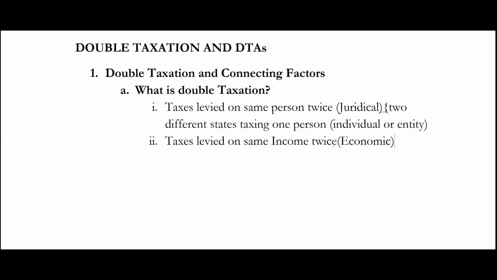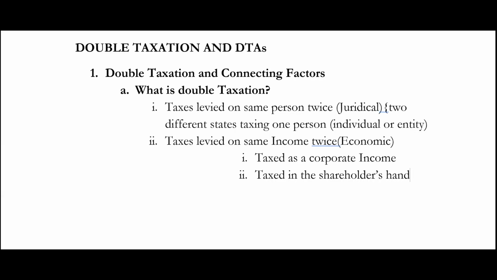Yes, it is. So for instance, that income was first taxed as corporate income, right? Then it was taxed in the hands of the shareholder. So you see that same income has been taxed as corporate income and later taxed as dividend. So this is what we call economic double taxation.